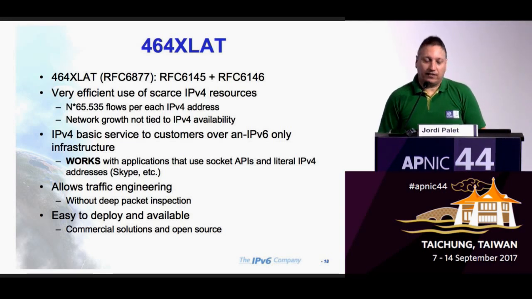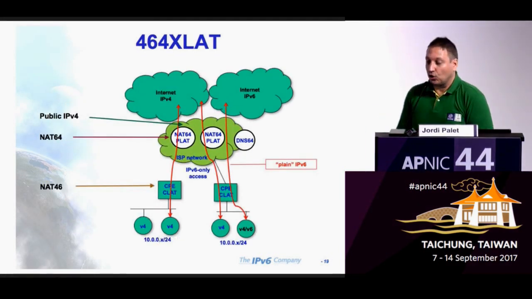With 464 XLAT, you don't need to do strange things like you do in carrier grade NAT and other transition mechanisms like deep packet inspection. So you have a more efficient way to keep doing traffic engineering if you need that. It's something which is in cellular networks very well supported. I will talk about different platforms of cellular phones later on and how they are supported in both commercial products, but also open source, okay? So this is how 464 XLAT is working.